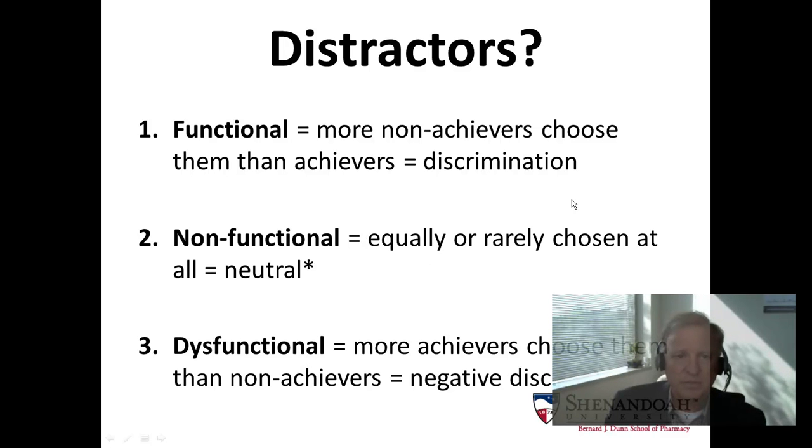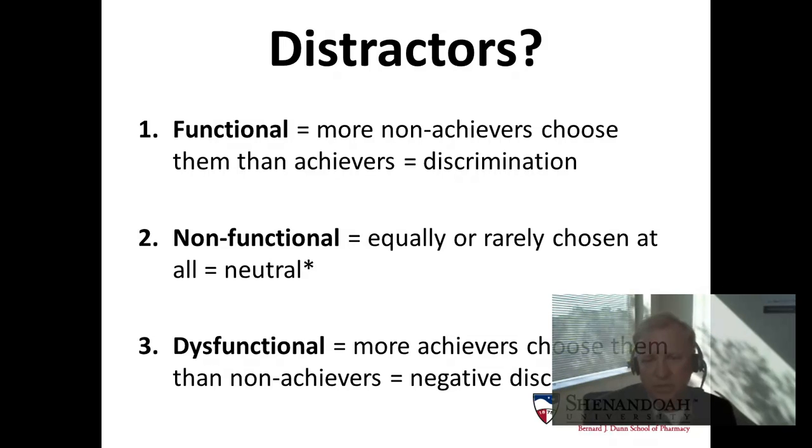So distractors. There are 3 types of distractors, and distractors are one of the hardest things about writing assessment items. There are functional distractors. Now, these are the kind you want. More non-achievers choose them than achievers. That's discrimination.